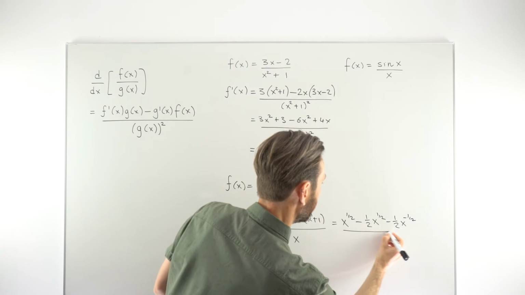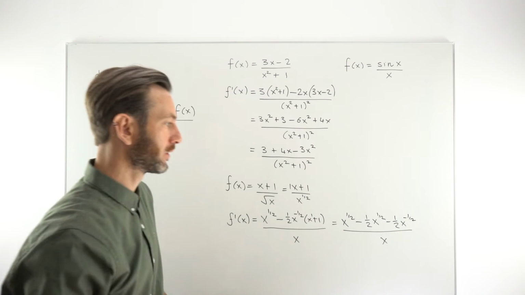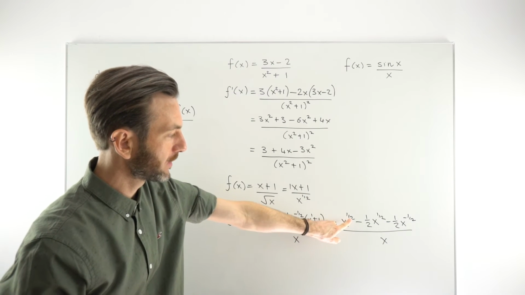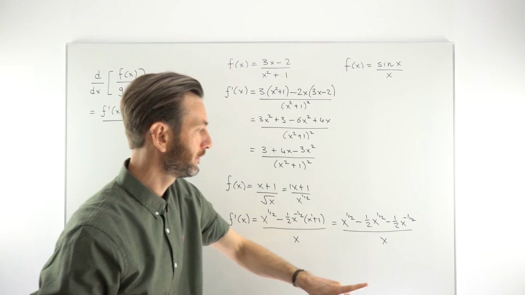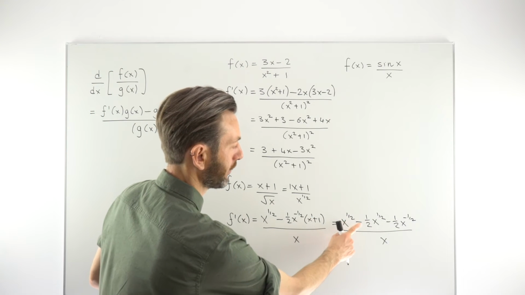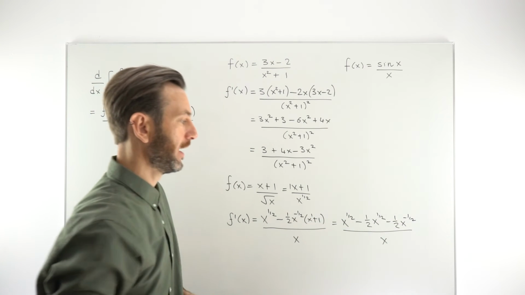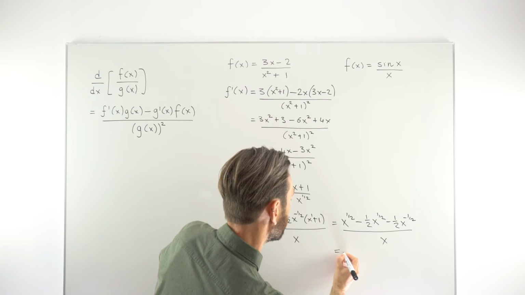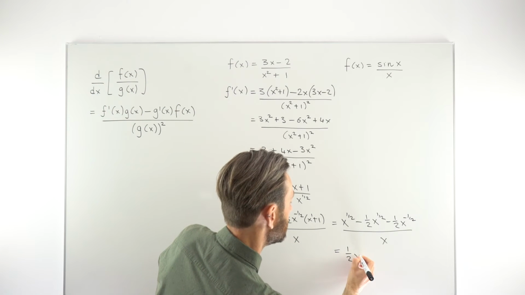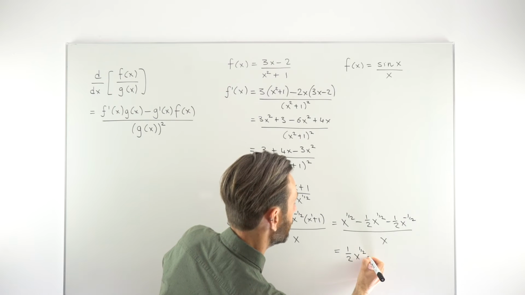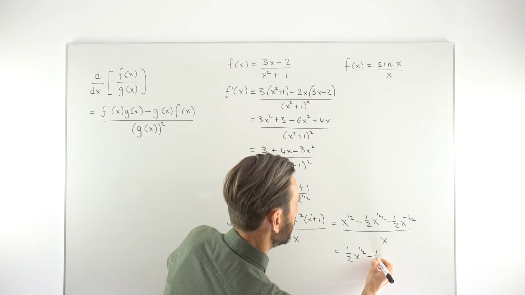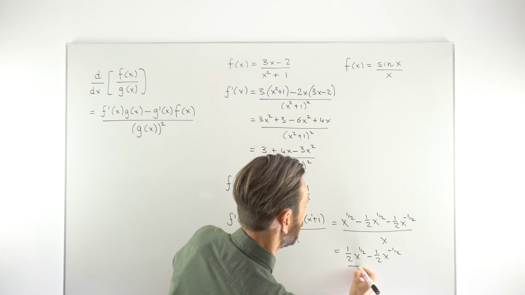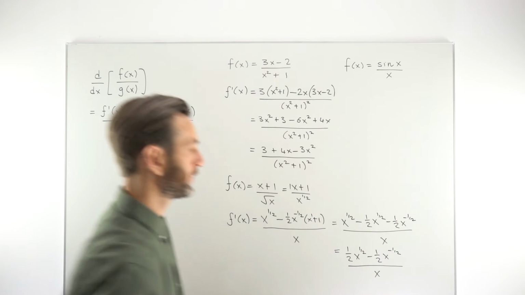And then all of that over x. This can go a little further, I think, because here we've got 1 x to the half minus 1/2 x to the half. So that's just like 1 minus 1/2, which is 1/2. So that's going to give us 1/2 x to the positive 1/2. Then we've got minus 1/2 x to the minus 1/2, all of that over x.